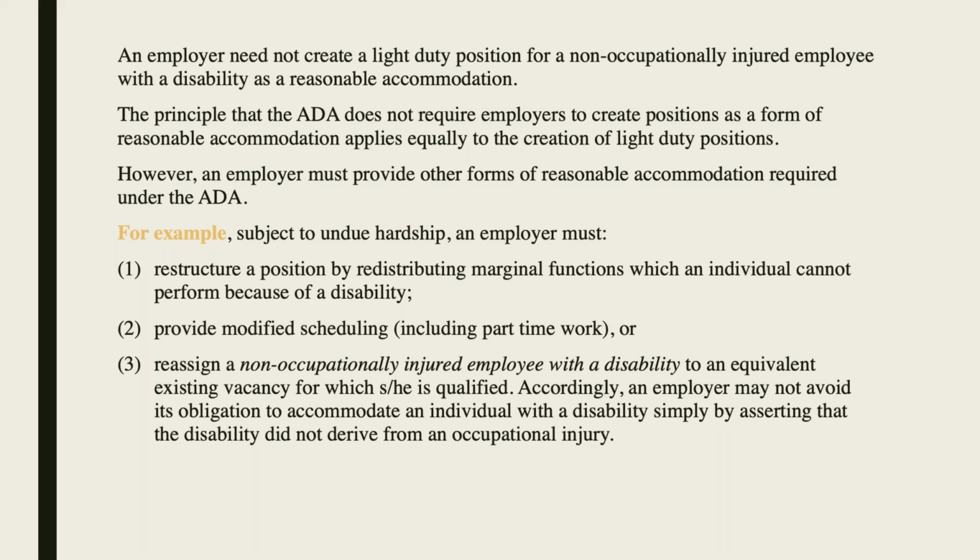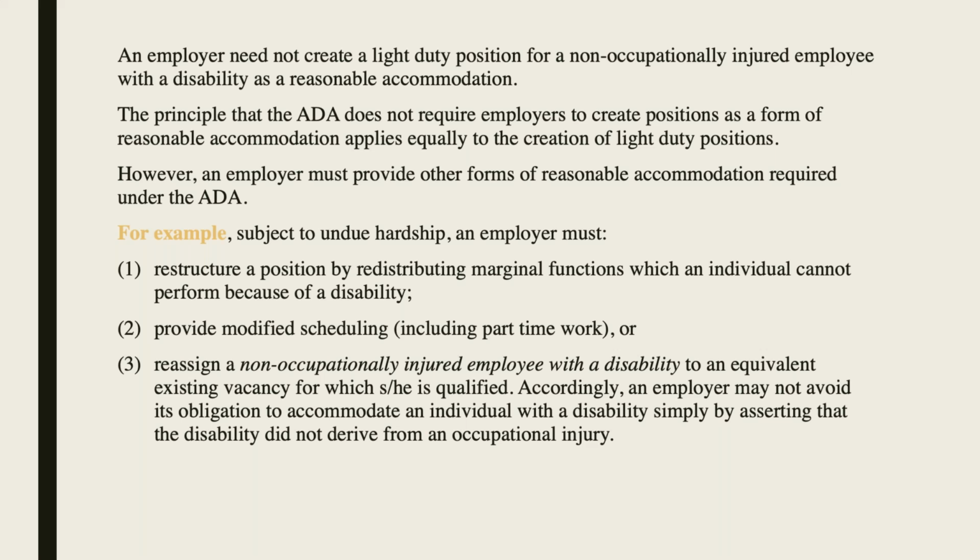But we must provide other forms of reasonable accommodation required under the ADA. So for example, again, subject to undue hardship, an employer must be willing to look at restructuring a position by redistributing marginal functions of the position which the employee can no longer handle because of the disability. We might need to look at modified scheduling, part-time work, or maybe for someone with a particular medical condition, afternoons are going to be better for them, or mornings. We also look at reassigning a non-occupationally injured employee with a disability to an equivalent existing vacancy for which he's qualified. An employer may not avoid its obligation to accommodate an individual with a disability simply by asserting that the disability did not derive from an occupational injury.